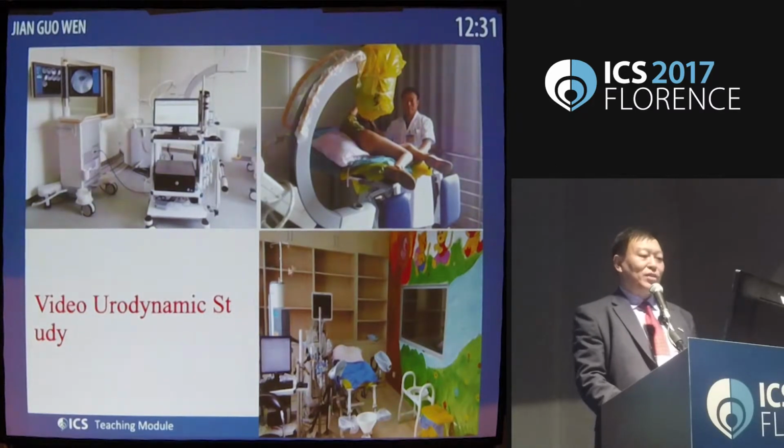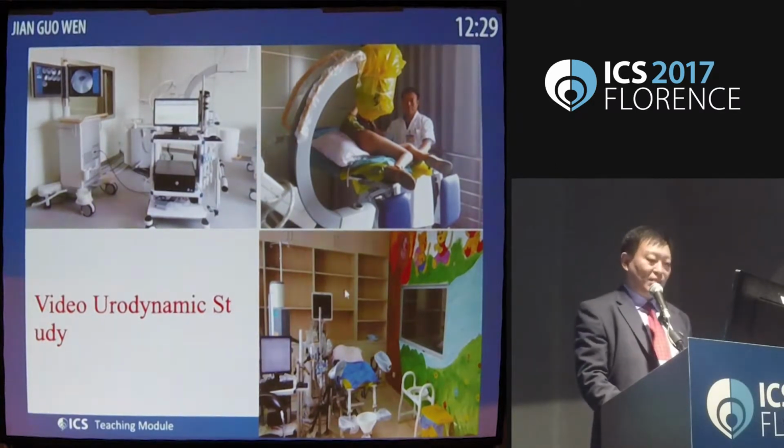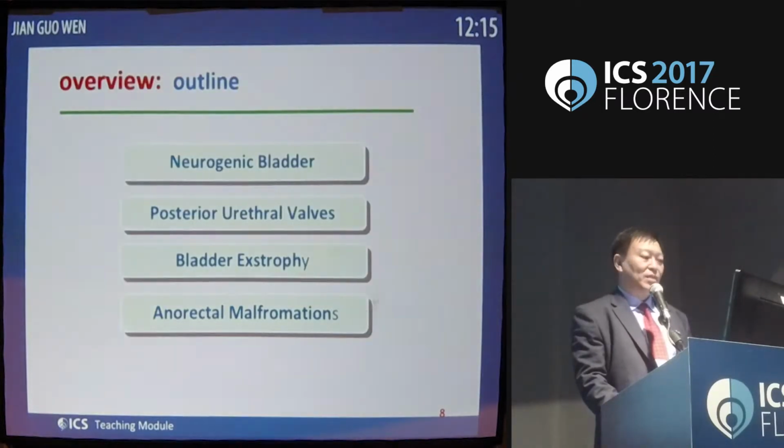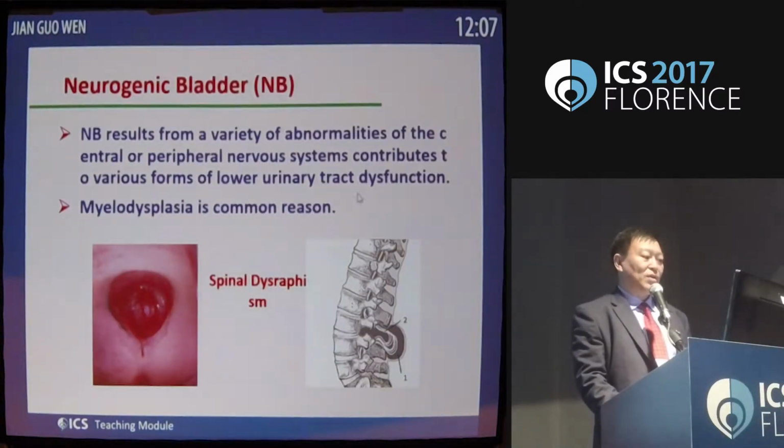The most important is the video urodynamic study. We can not only get the detrusor pressure, but also information about the morphology, ureteral reflux, whether the bladder neck is open or not, a lot of information. So from this urodynamic point of view, we will overview these four abnormalities. One is the neurogenic bladder.